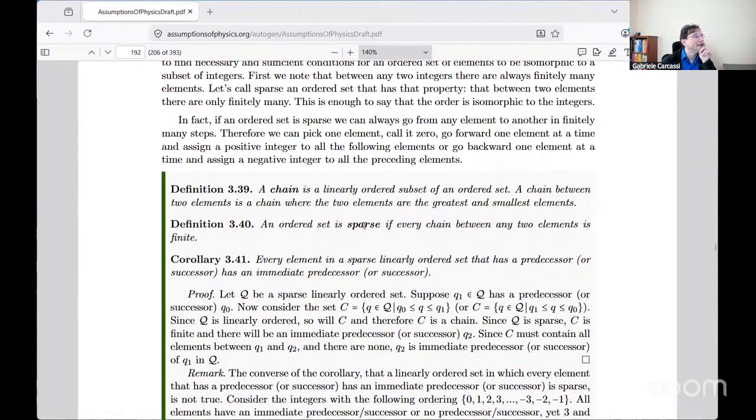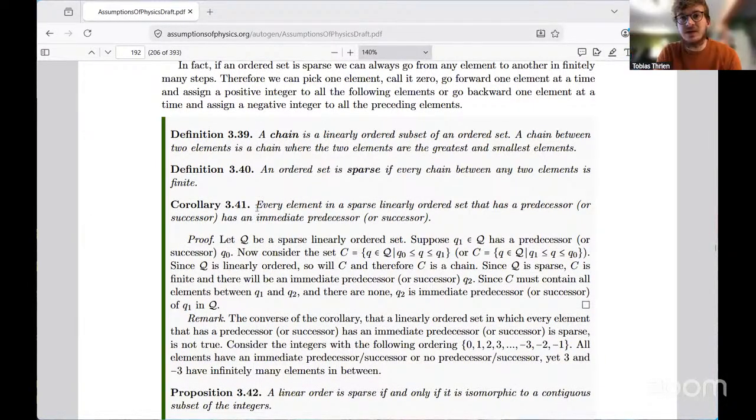This definition is instead ours. An ordered set is sparse if every chain between any two elements is finite. Basically, at some point you have immediate predecessors or immediate successors. You can't always put in something in between. And then just one corollary. Just one question. The chain can be infinitely long, though. Like it doesn't need to be a chain between two elements. Is that right? Yes, the chain itself, yes. If the chain is a chain between two elements, then you have a greatest and smallest. So the real numbers are a chain. Okay, okay.